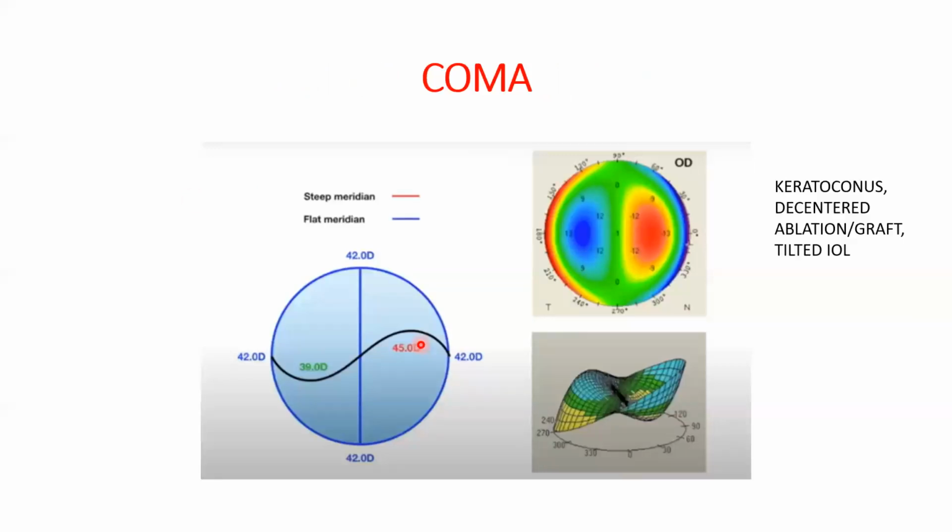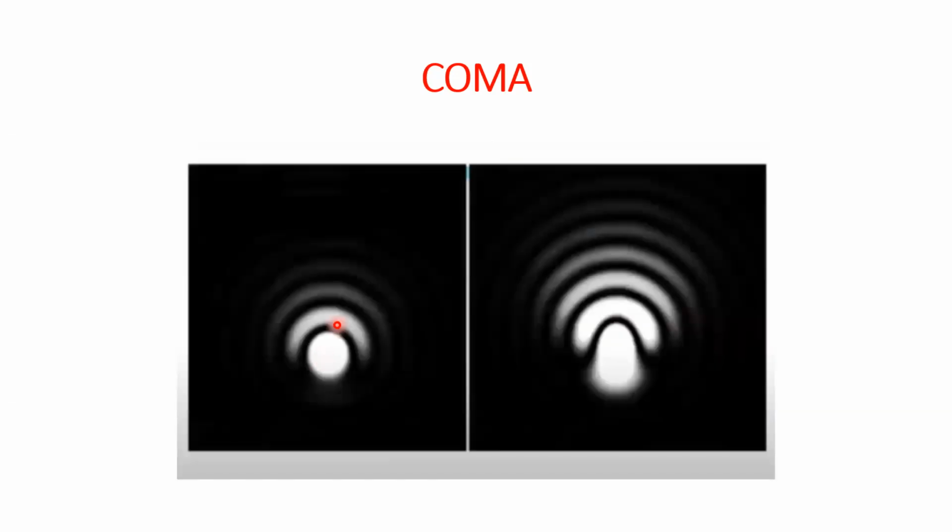This is an example of coma-like aberration, in which there is a steep and a flat meridian, and there are two slopes along each meridian. Coma is usually seen in patients with keratoconus, decentered ablations, decentered grafts, and tilted IOLs. So if this is a normal appearing point, a patient with high coma aberration is going to see a comet tail appearance.